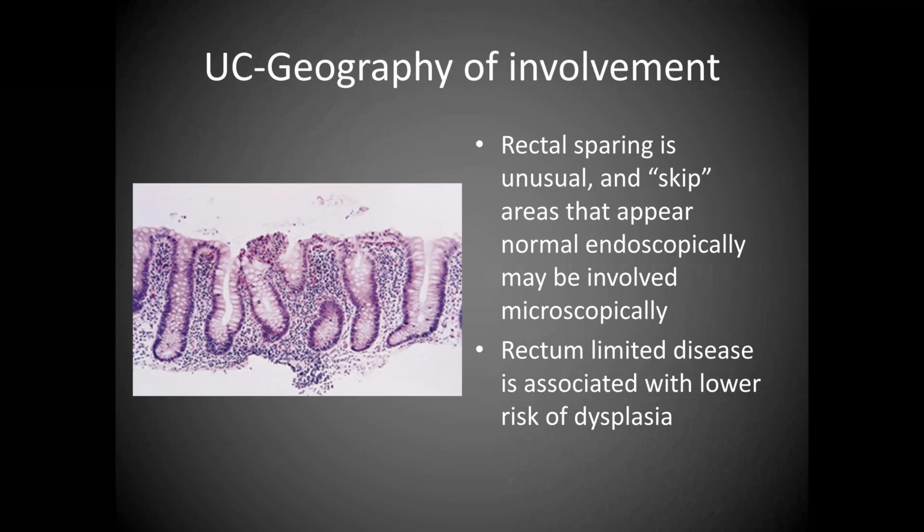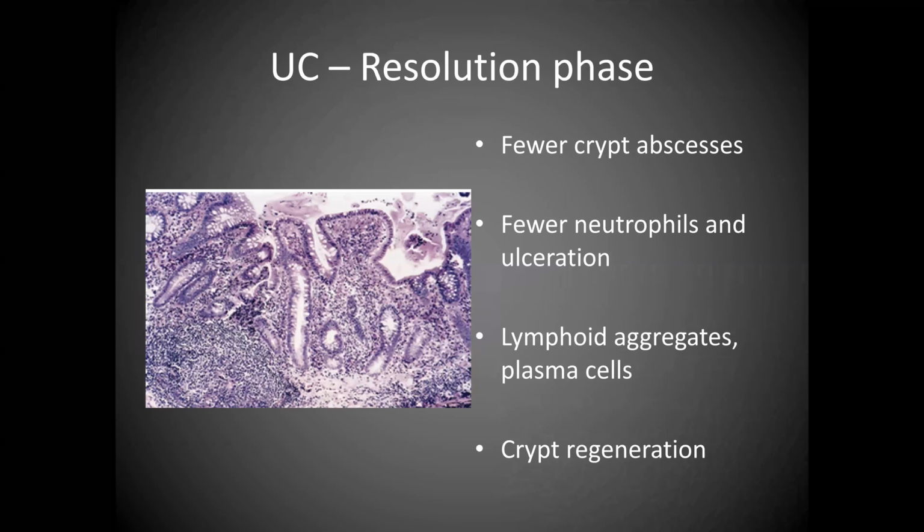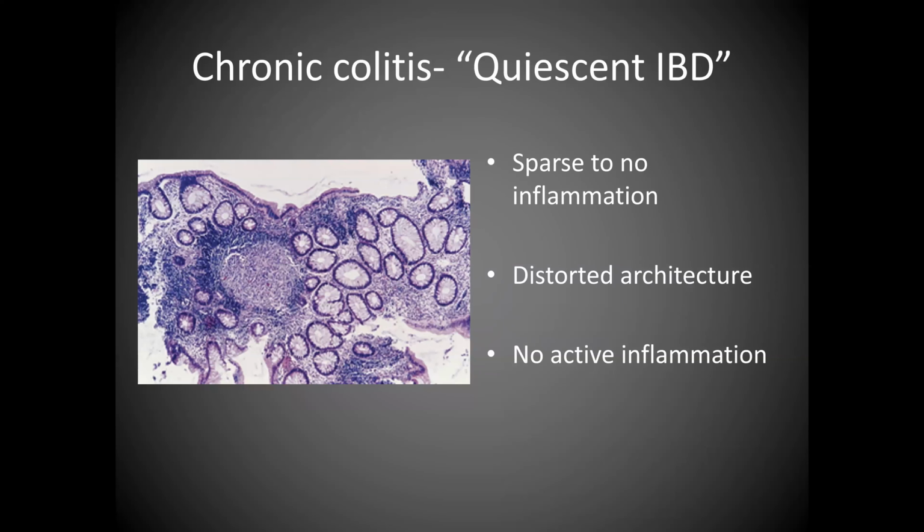Importantly here, though, rectum-limited disease does have a lower risk of dysplasia eventually. Now, as treatment is becoming more and more successful, we occasionally are seeing these resolution phases where we don't see any crypt abscesses at all, fewer neutrophils and so forth, and the crypts begin to regenerate. And under certain highly effective treatments, we may end up with almost normal appearing mucosa.